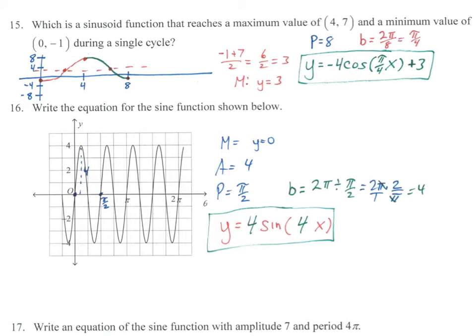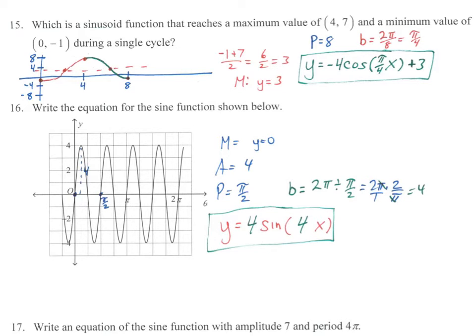So let's make a graph that has a maximum at 4, 7 and a minimum at 0, -1. So 0, -1 and 4, 7. That will only be half my cycle. All right, so I need to complete it this way. So once I do that, I notice it's a cosine graph. And I know it's an upside down cosine graph. So I know I go from -1 all the way to 7. So if I go from -1 to 7 divided by 2, my midline is going to be 3. So that's why I got my midline of 3.